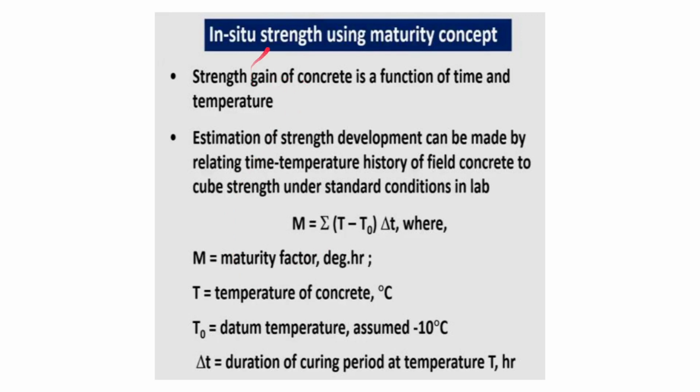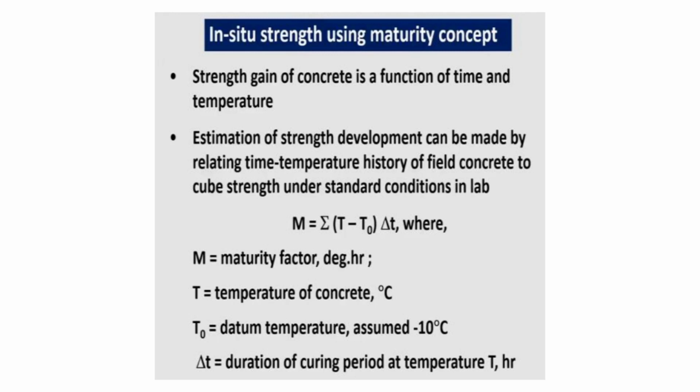So, in situ strength, as per the maturity concept, we can plot strength with respect to maturity, as we will see in the coming slides. Strength gain of concrete, as we discussed, is a function of time and temperature. The strength development estimation can be made by relating the time-temperature history of field concrete to cube strength under standard conditions in the lab, by following this relation: M = Σ(T − T0)Δt, where M is the maturity factor, expressed in the unit of degree hours.